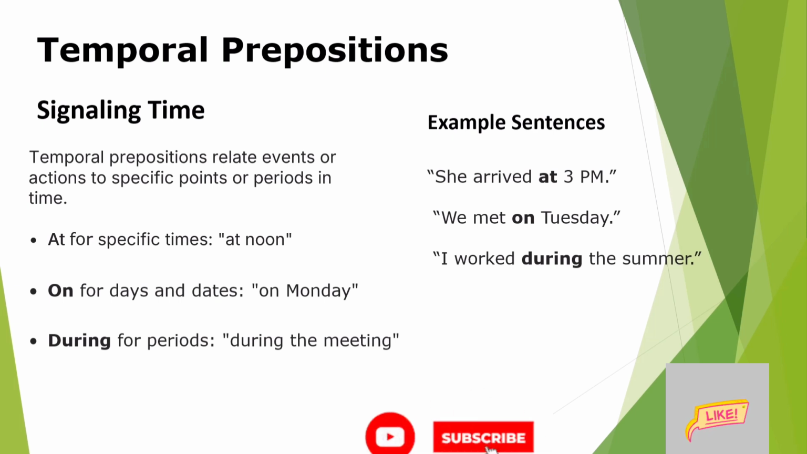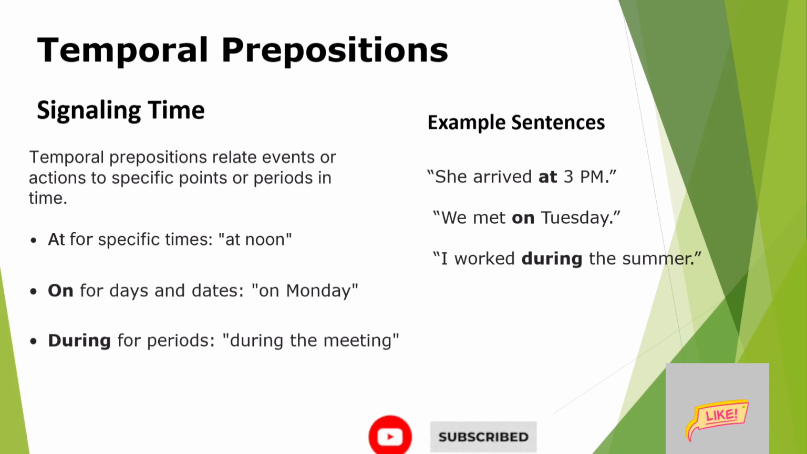Number one, at. For specific times, festivals, and certain expressions, we use at when we are talking about exact times or specific moments in a day. Examples: I wake up at 6 a.m. The meeting starts at noon. We celebrate Diwali at night. Tip: use at for clock times and special moments.